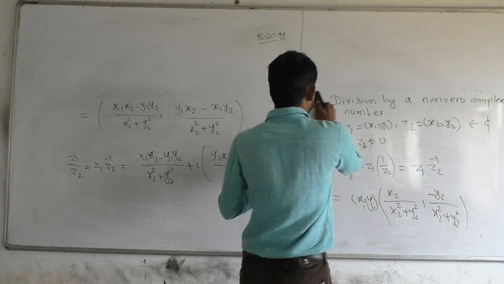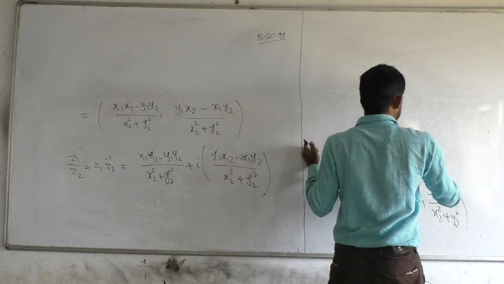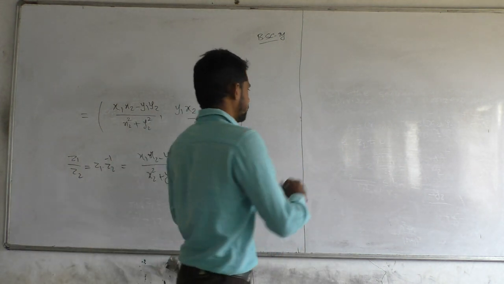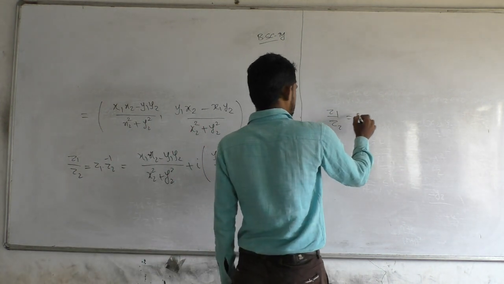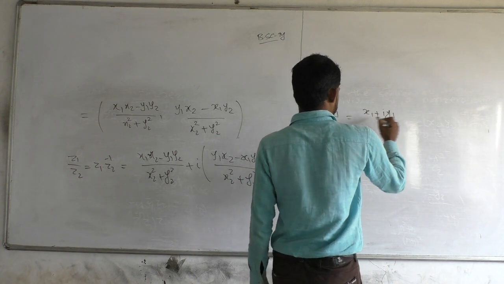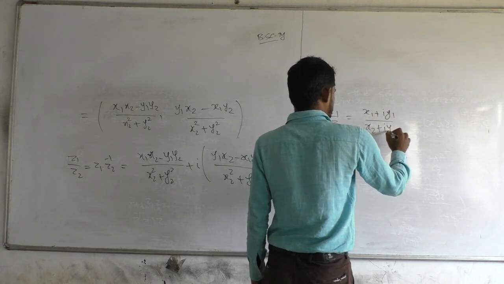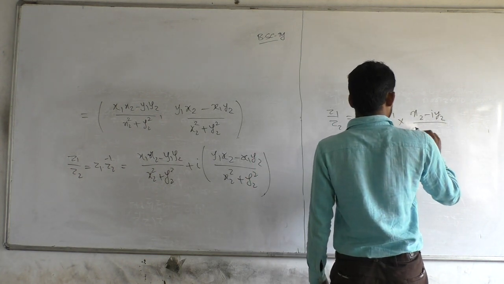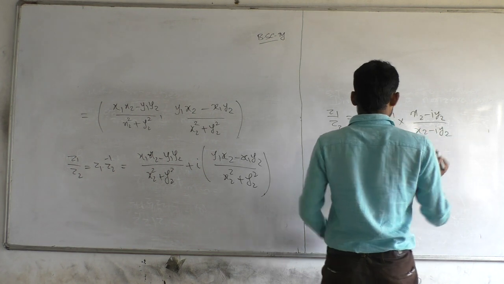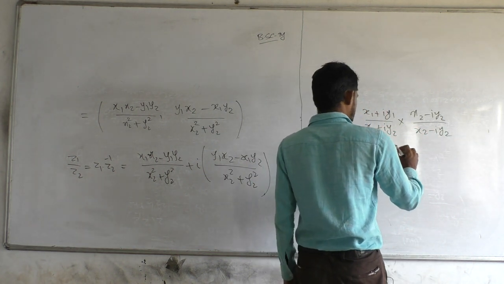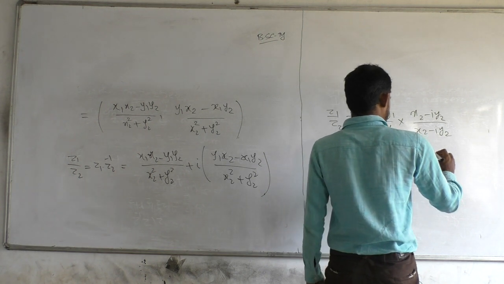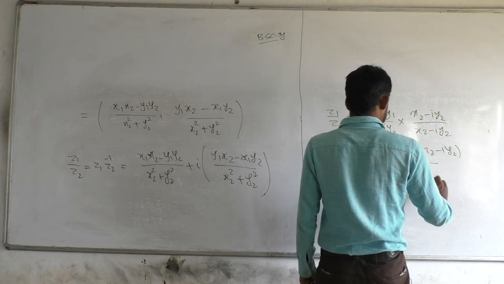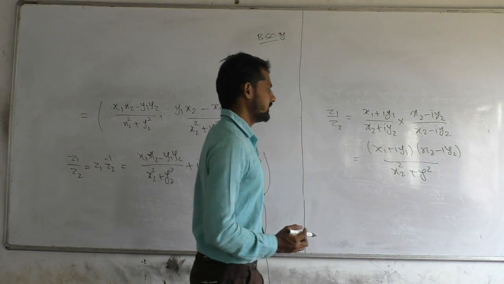Also, another form of Z1 by Z2 can be written as Z1 divided by Z2 is equal to x1 plus i y1 by x2 plus i y2. So it can be written as multiplying by x2 minus i y2 divided by x2 minus i y2. So it becomes x1 plus i y1 into x2 minus i y2 divided by this x2 square plus y2 square, using a plus b, a minus b equals a square minus b square.